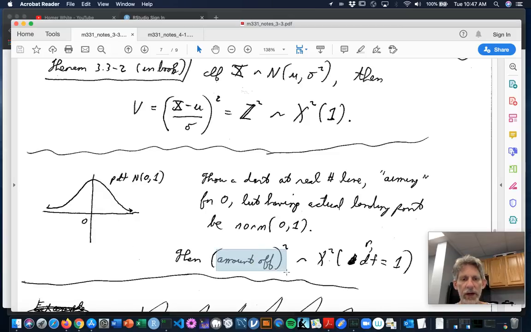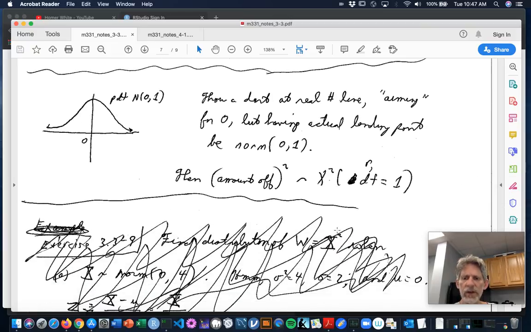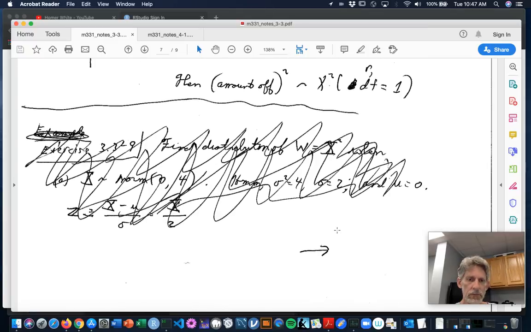Then the square of the amount that you are off is a chi-square with 1 degree of freedom. So the 1 degree of freedom is like that one dimension that the dart can wobble around. See? So that's probably not too convincing, but I'll give you more convincing on that when we have the math power to do so, as to why the parameter is called degrees of freedom.